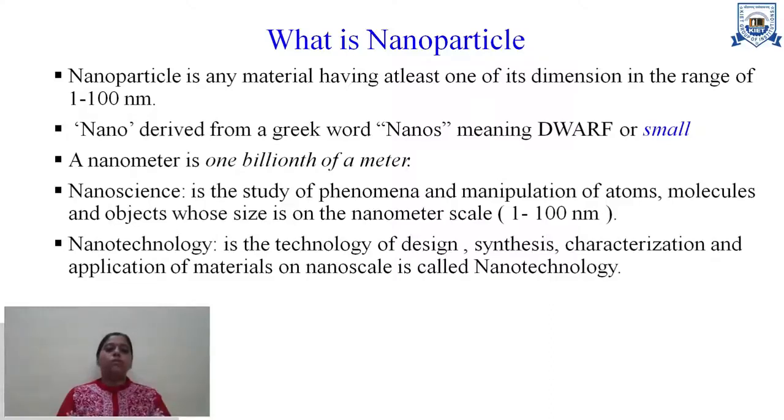There are two terms which we use frequently in nanomaterials. The first one is nanoscience and the other one is nanotechnology. Nanoscience is the study of phenomena and manipulation of atoms and molecules whose size is in the nanometer range. While nanotechnology is the technology of design, synthesis, characterization and application of these materials on the nanoscale.